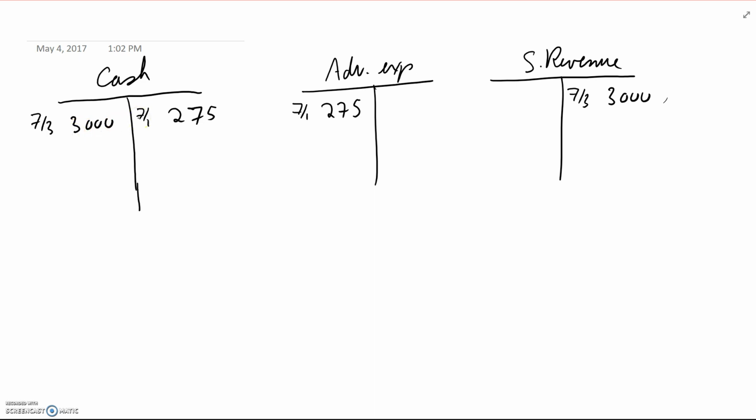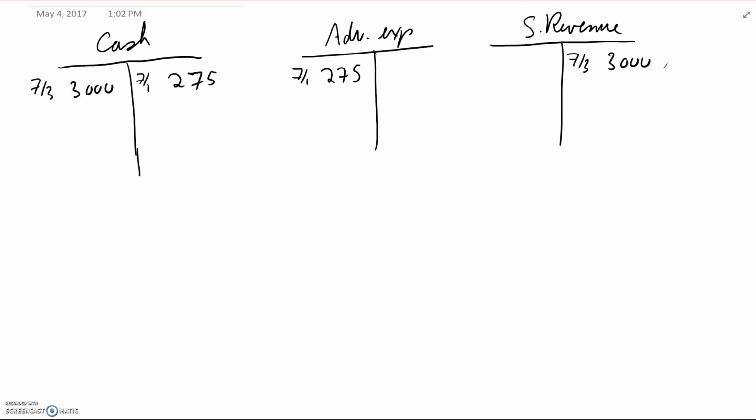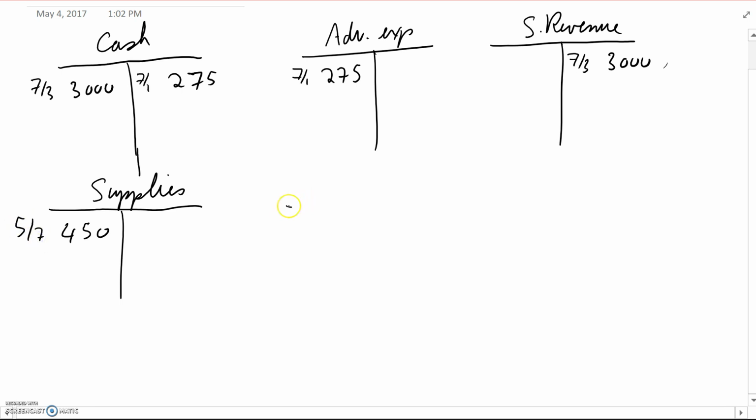July 5th, purchase supplies on account for 450. So we purchased supplies and on account. Supplies are assets, so here's the supplies, and we purchased supplies for 450. Supplies are assets, debit in nature, increased, so they're going to be debit for 450, and this happened on the 5th of July. And on account means that we didn't pay yet.